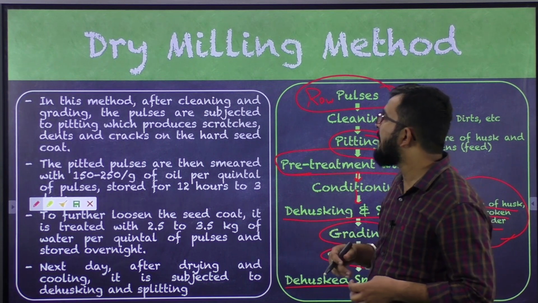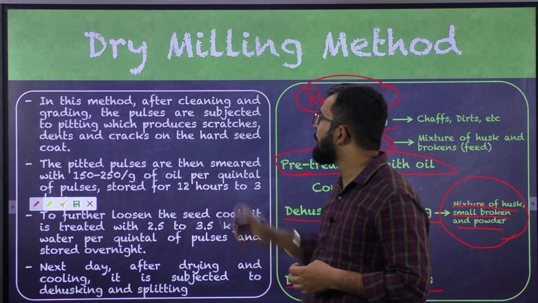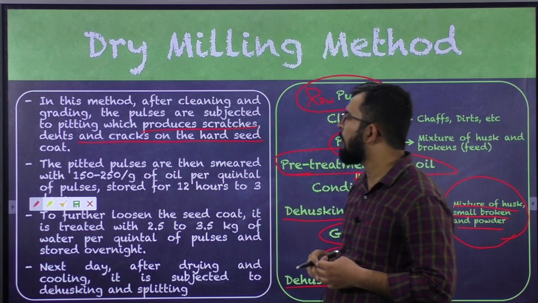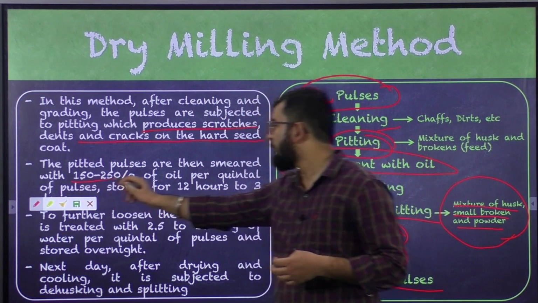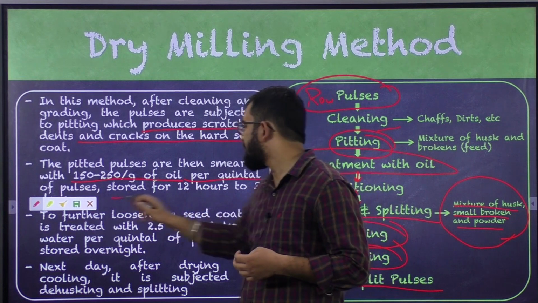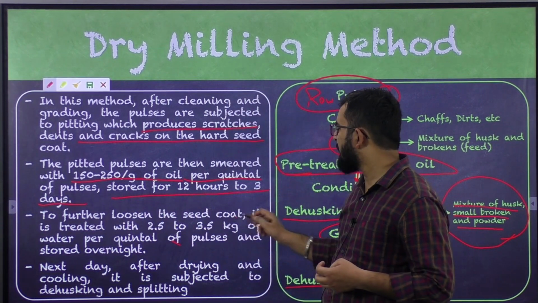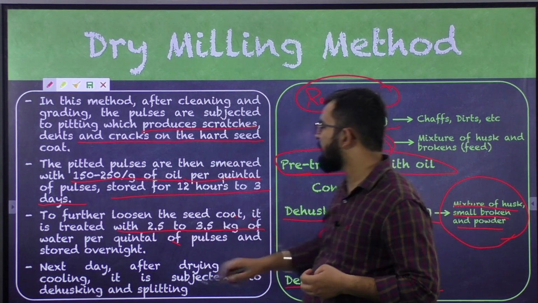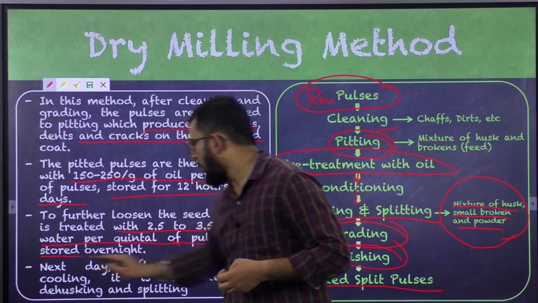Okay, so in this method, after cleaning and grading, the pulses are subjected to pitting, which produces scratches, dents and cracks on the hard seed coat. The pitted pulses are then smeared with 150 to 250 grams of oil per quintal of pulses, stored for 12 hours to 3 days. Okay, in further loosening the seed coat, it is treated with 2.5 to 3.5 kg of water per quintal of pulses and stored overnight.